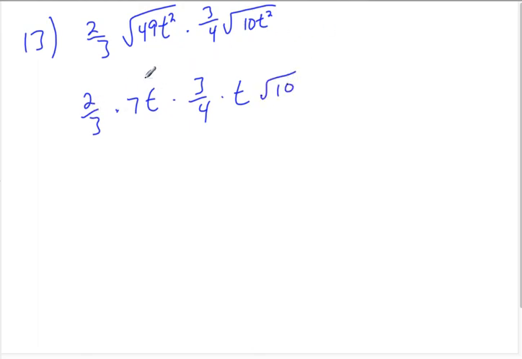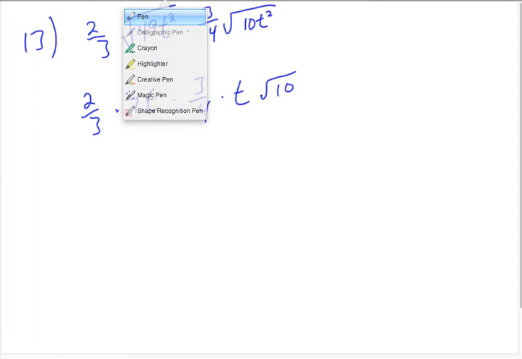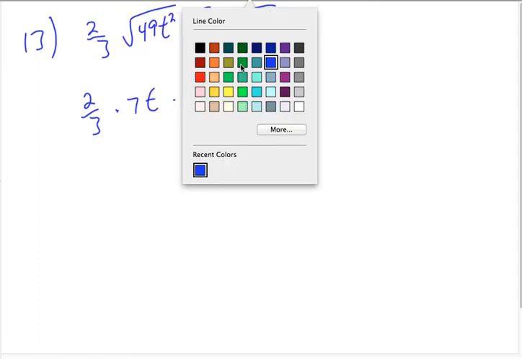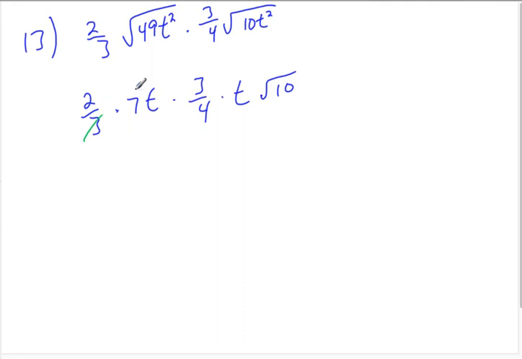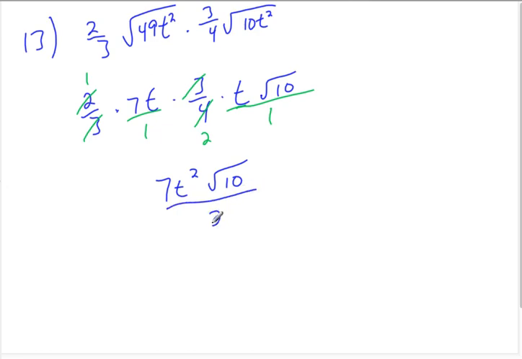So 2/3 times 3/4 is, interesting, my pen colors aren't coming up. Weird, okay. 2/3 times 3/4, those 3's can go away. This can reduce to 1/2. And the 7, nothing exciting. So we have a 7 on top, right, because we're doing this essentially. So we have 7t times t. So we have a 7t squared times root 10 all over 2, right?